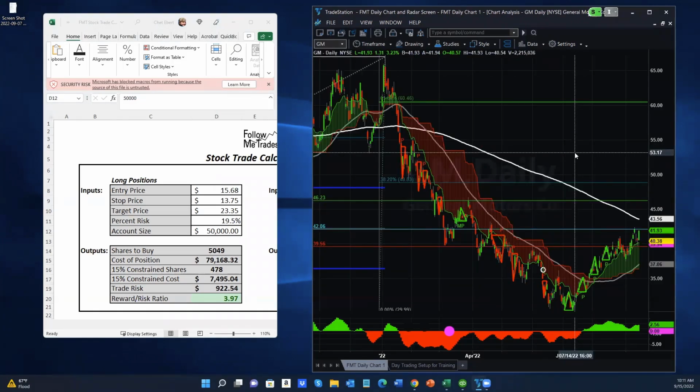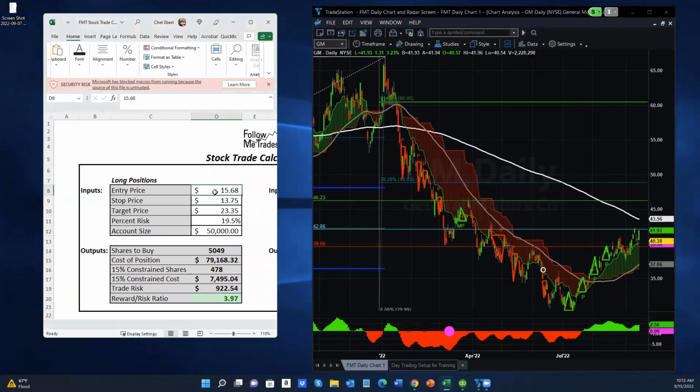Okay, this is a trigger we had earlier this week on General Motors. It pulled back. It did not hit the stop. It found support in the cloud and is reversing. I still like the setup. So these are the numbers I put in originally. Let's put them in. Entry was at 42.06. The stop is 39.56. And the target is 46.23.